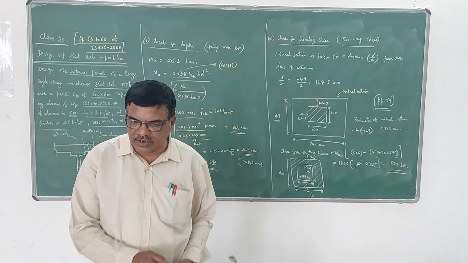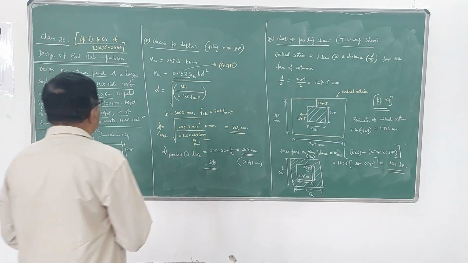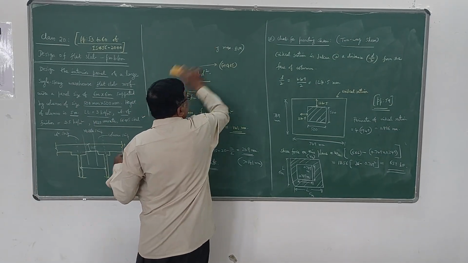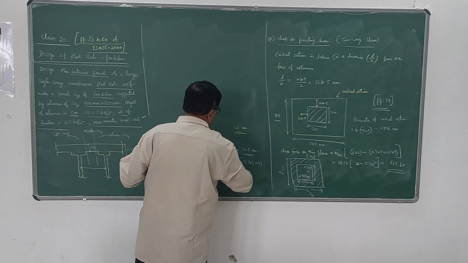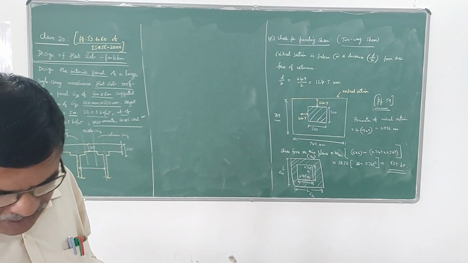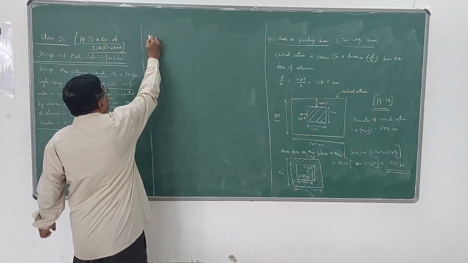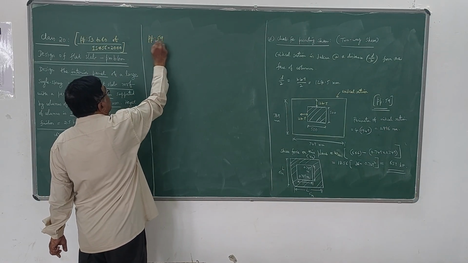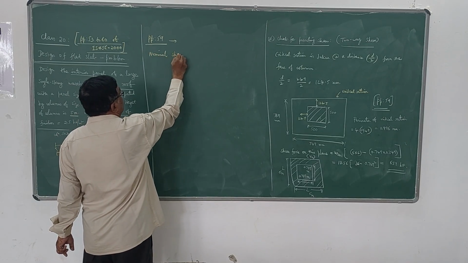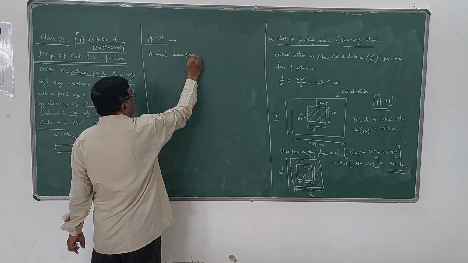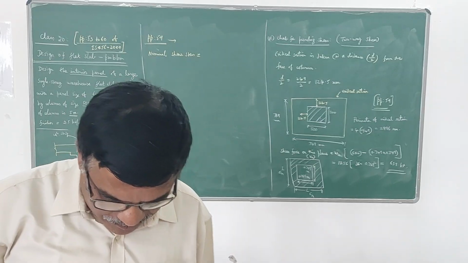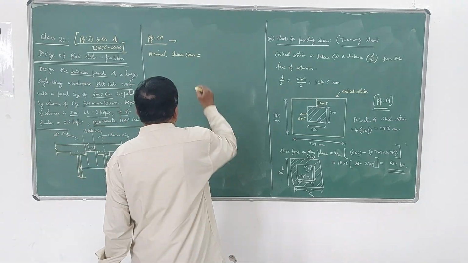All this we are doing in RCC also, in beam design and slab design. The same procedure is followed to check for shear. So we are checking for shear, that's all. Now we are calculating the nominal shear stress. On page number 59 in the code, he has given one equation for nominal shear stress. Nominal shear stress is given by VU by BD. That is the formula.